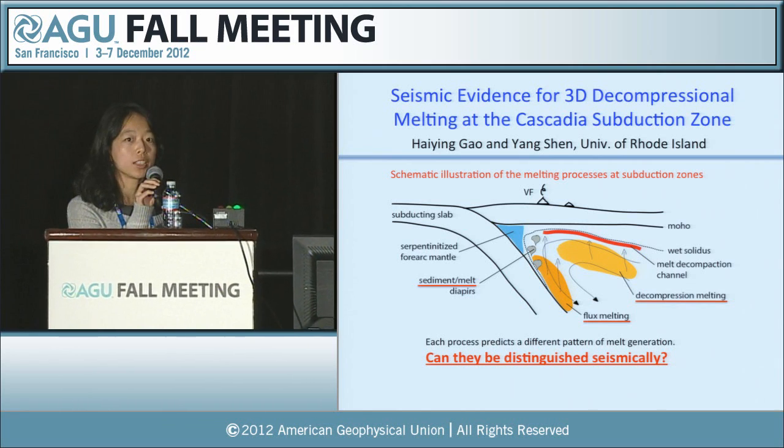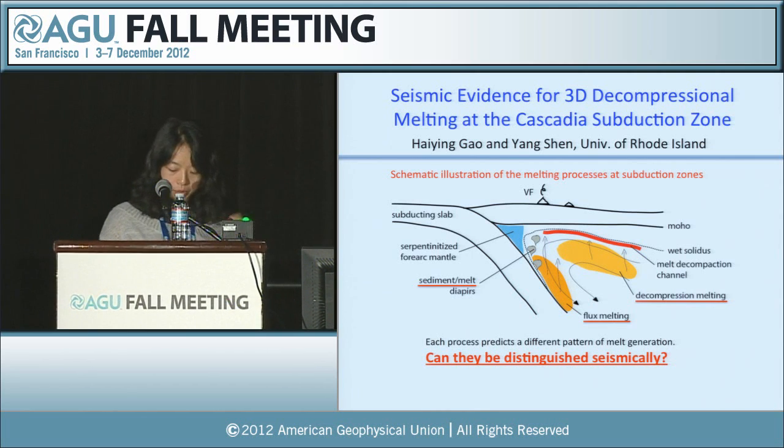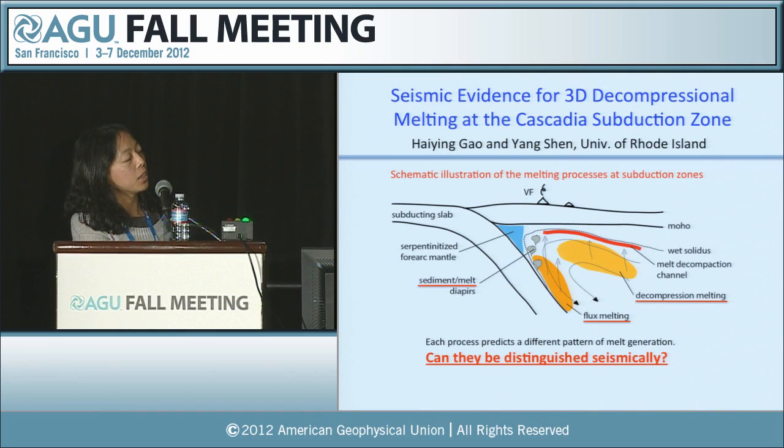As we know, at subduction zones, there are 3 possible melting processes. The first one is flux melting from the dehydration of the subducting slab. The second one is the decompressional melting induced by slab subduction. The third one is melting of subducted sediment at the top of the oceanic crust. As shown in this figure, these 3 melting processes predict different spatial patterns of melt generation. So the question is whether we are able to distinguish these 3 patterns with seismic imaging.